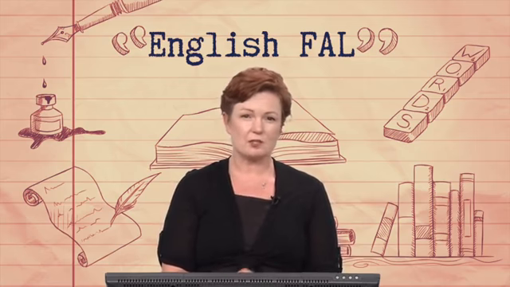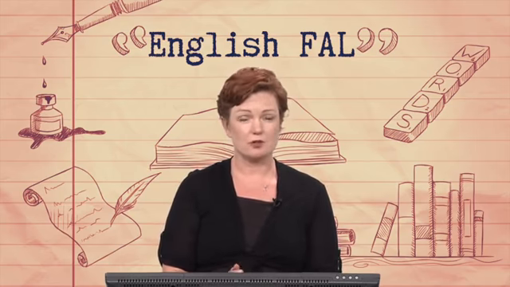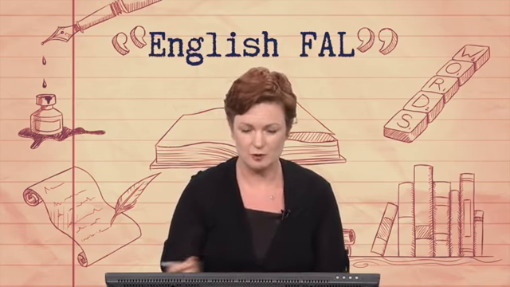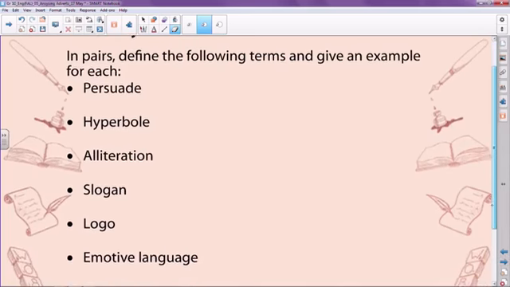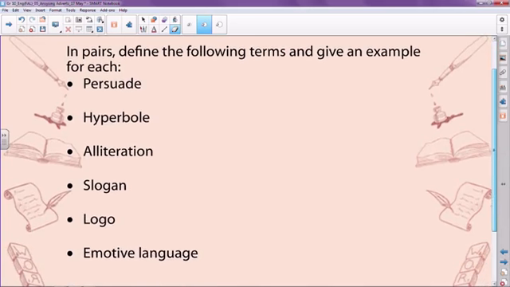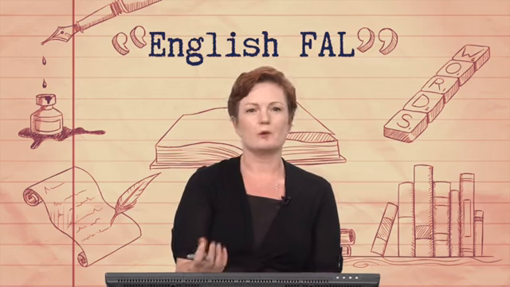As we always do, let's have a look at some of the terms that will be helpful for us to know during the course of this lesson. Have a look at the screen with me. These are our terms and I want you to chat about them. You can work in small groups or in pairs. I want you to look at and discuss what does persuade mean, and give examples. Hyperbole, alliteration, slogan, logo, and finally emotive language. I'm going to give you 2 minutes to do that, and then when we come back we will share.